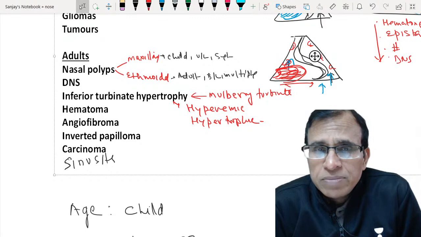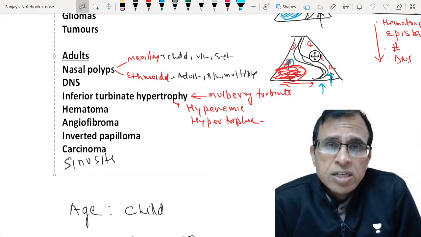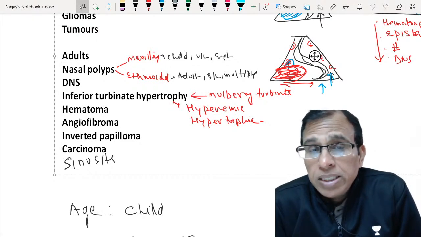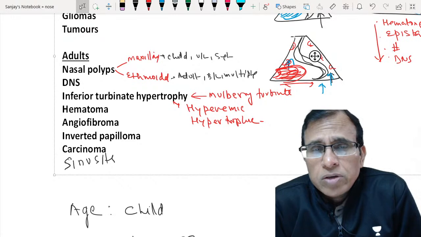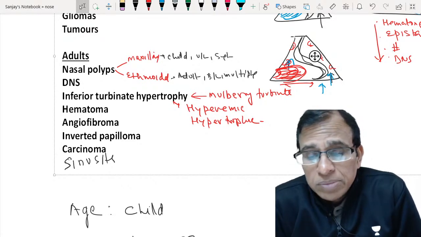Every time there's a bleed, it is a massive bleed. But the first bleed may be surprising. There's an angiofibroma, it has grown to quite a big size, and the patient has never had bleeding. A little bit of nasal blockade and all that, the patient ignores. The moment it starts bleeding, the patient gets alarmed and comes.